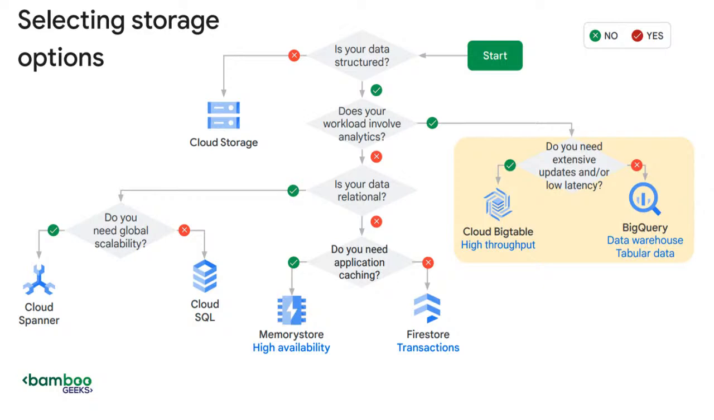So if your application needs caching, then go with Memorystore, because Memorystore is highly available and stores a very small amount of data. But Firestore is a transactional database. So basically, it's made for transactions, to make queries that are mostly for the normal use case.